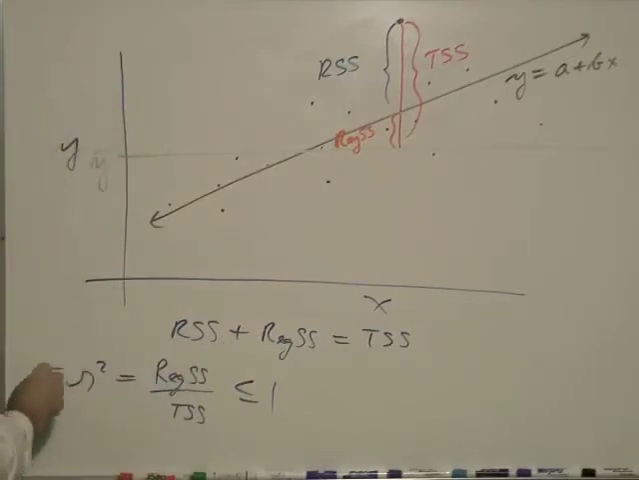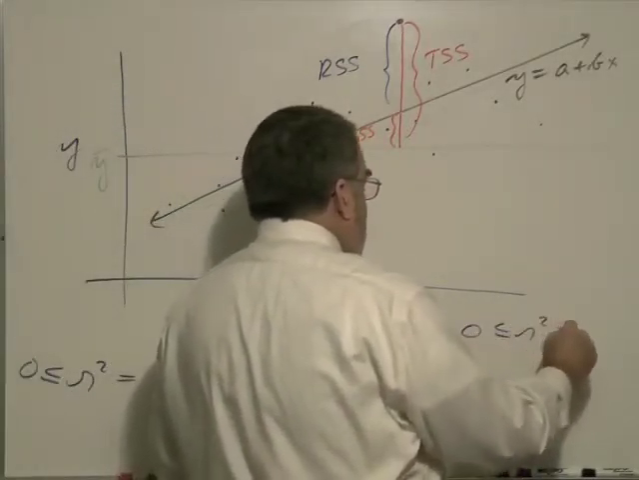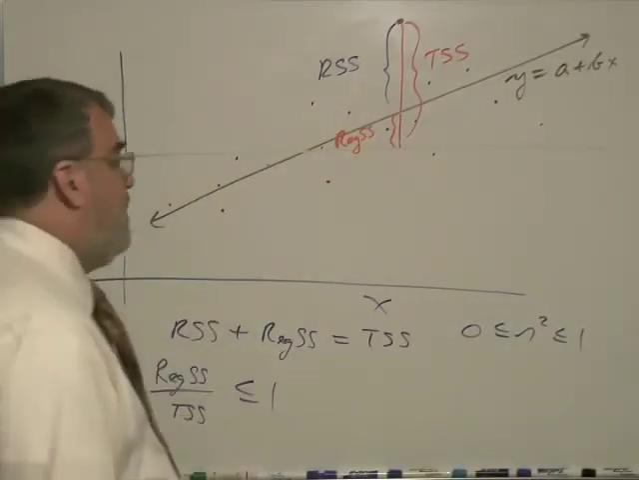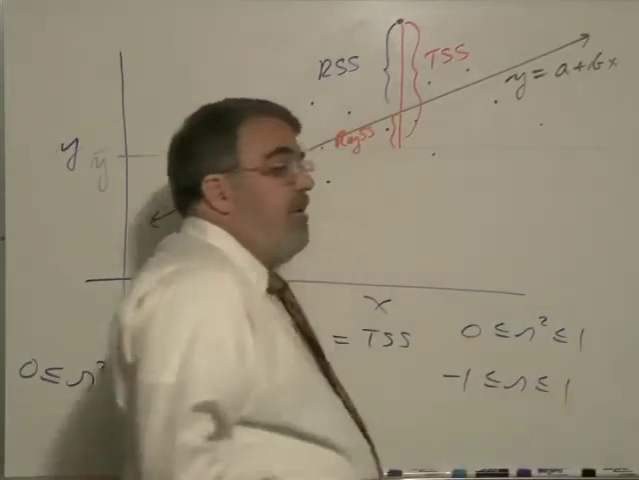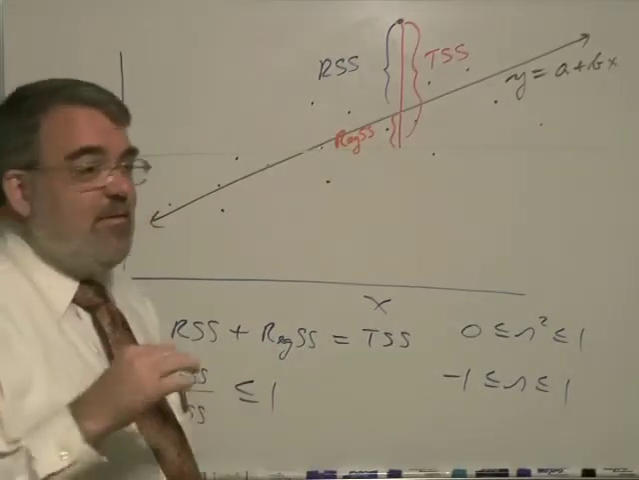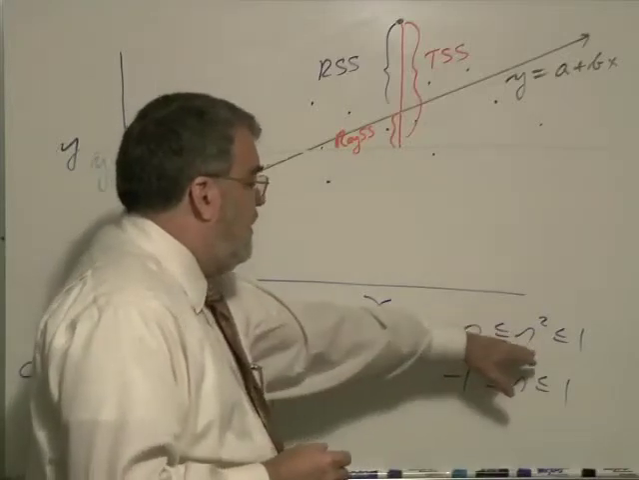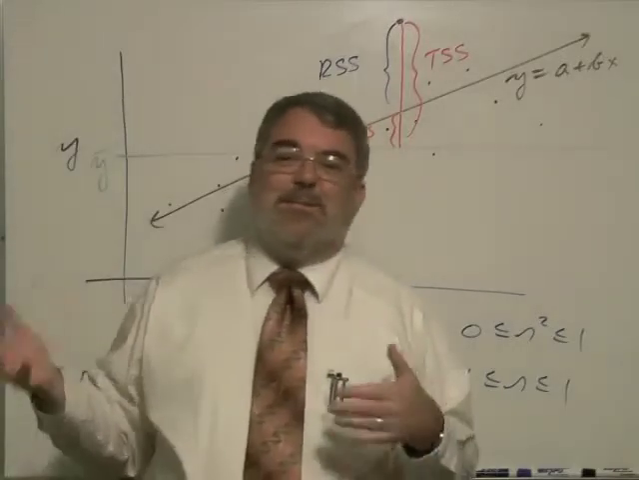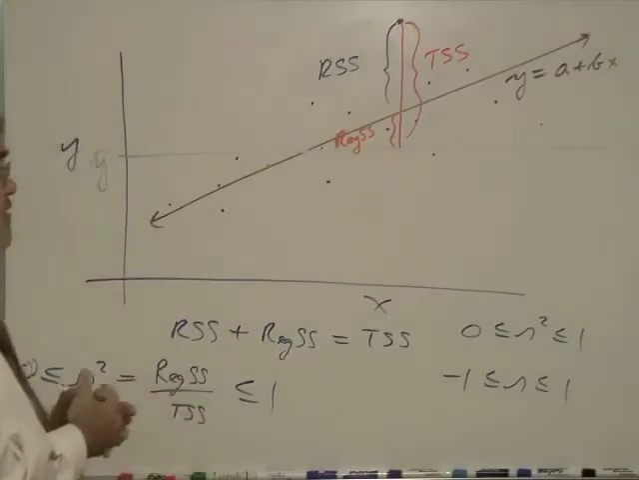And because we're squaring numbers, that's greater than or equal to 0. So r squared is between 0 and 1. And then if you take the square root to get r, the correlation coefficient, r would have to be between minus 1 and 1. Because if you square these little negative numbers, you'll get positives, and that'll still fit into here. So that's why the correlation coefficient is between minus 1 and 1, and why r squared is between 0 and 1.